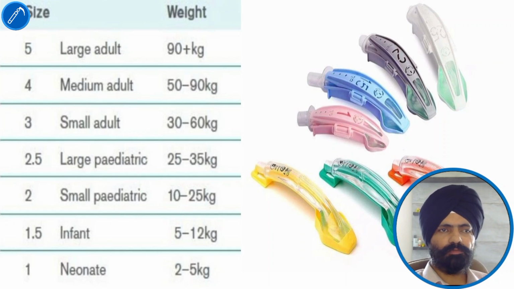So it is according to the weight. Mostly in adults of 50 to 90 kg, I usually prefer size number 4, the green one. If the weight is less, 30 to 60 kg, then we can use size 3. And it is even available for the pediatric age group. For obese patients who have higher weight, above 90 kg, we can use size number 5. The size number and the weight for which it is built are written on the iGel.